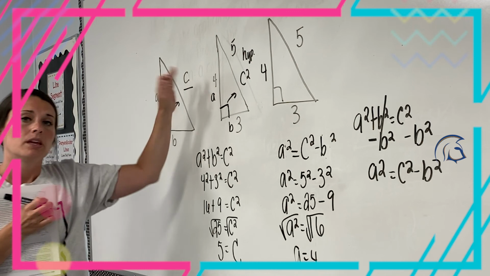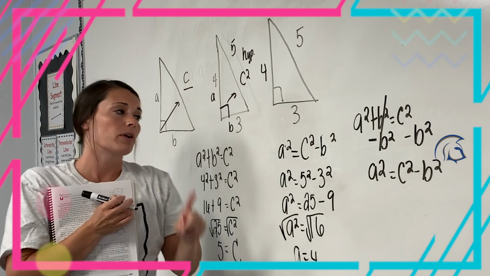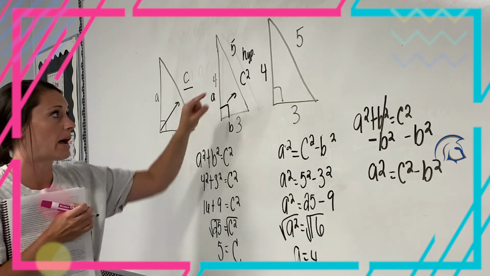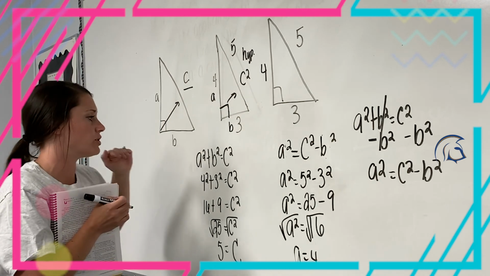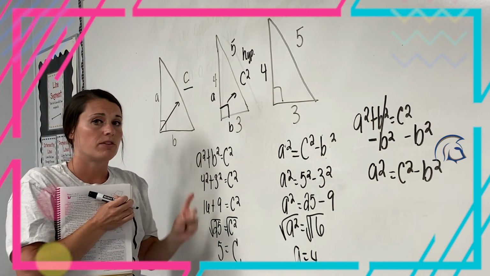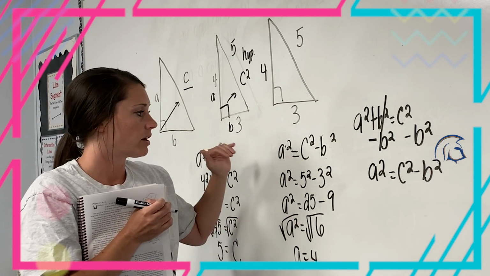So, if you are solving for the hypotenuse, your hypotenuse is always c, and you're going to use your regular formula. If you are solving for a leg, you're going to use this formula.